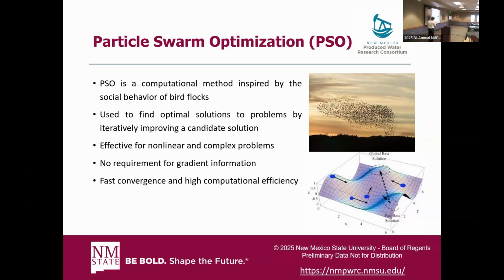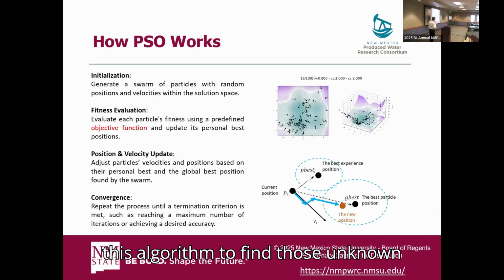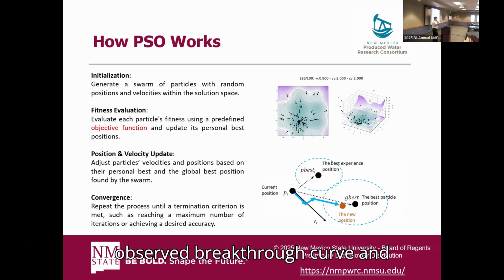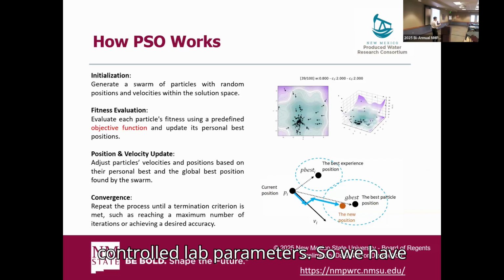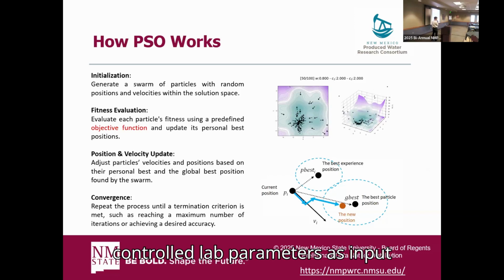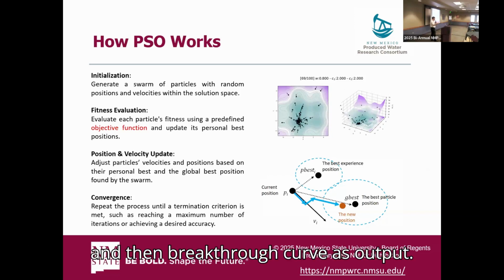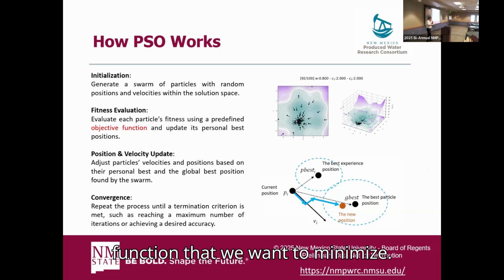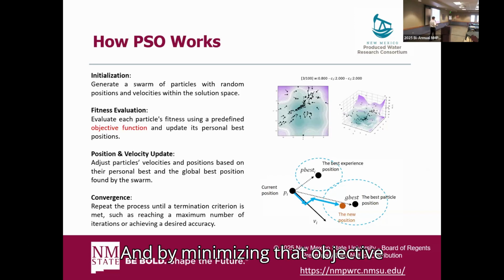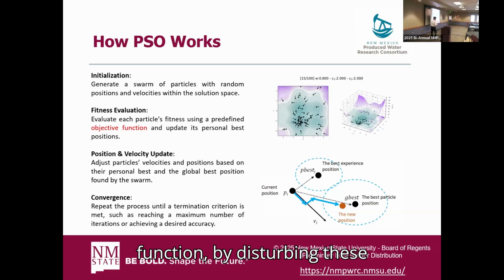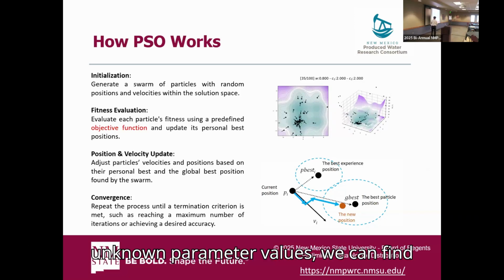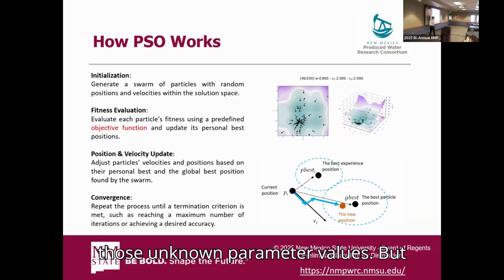So we use this algorithm to find those unknown parameters, from the observed breakthrough curve and controlled lab parameters. So we have controlled lab parameters as input, and then breakthrough curve as output. And we develop this objective function that we want to minimize. And by minimizing that objective function, by perturbing these unknown parameter values, we can find those unknown parameter values.